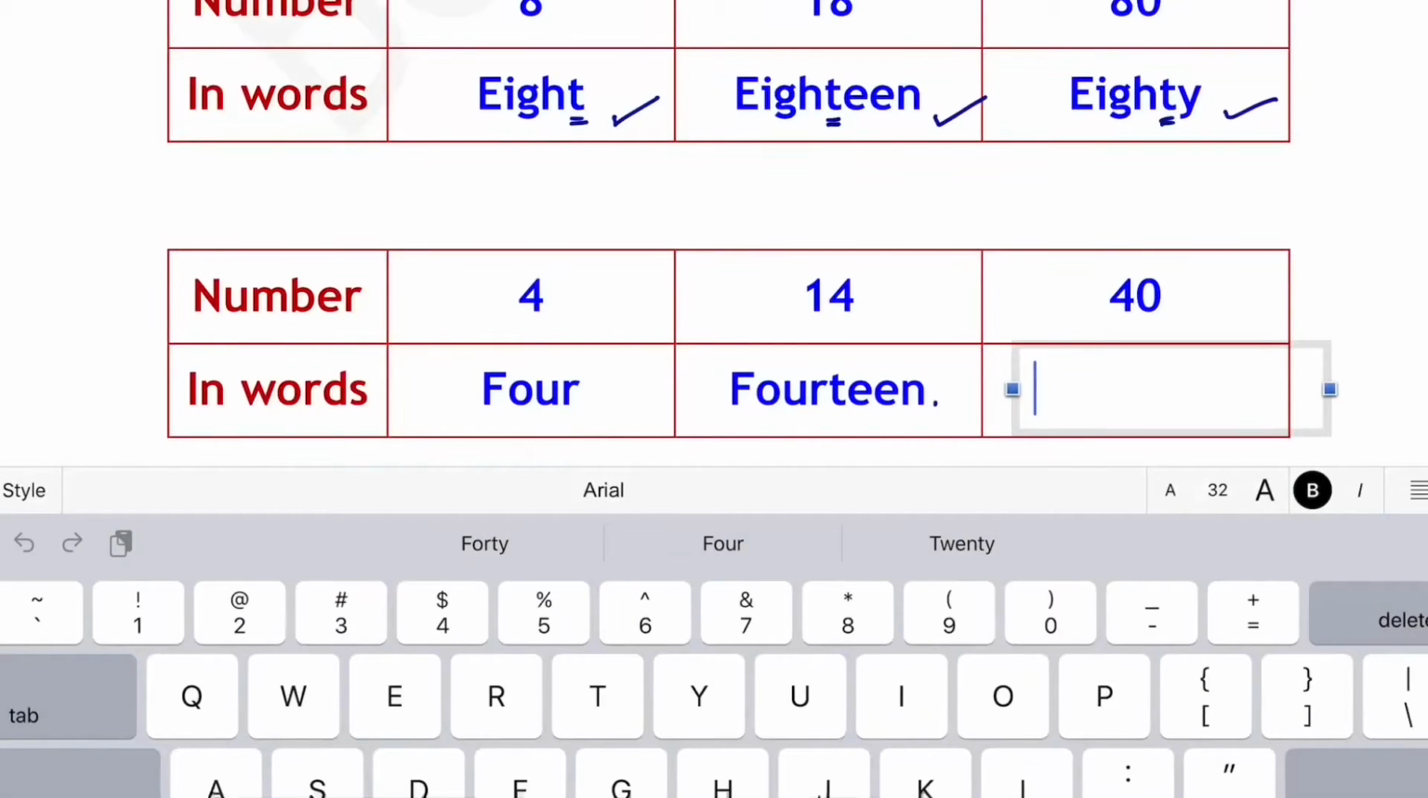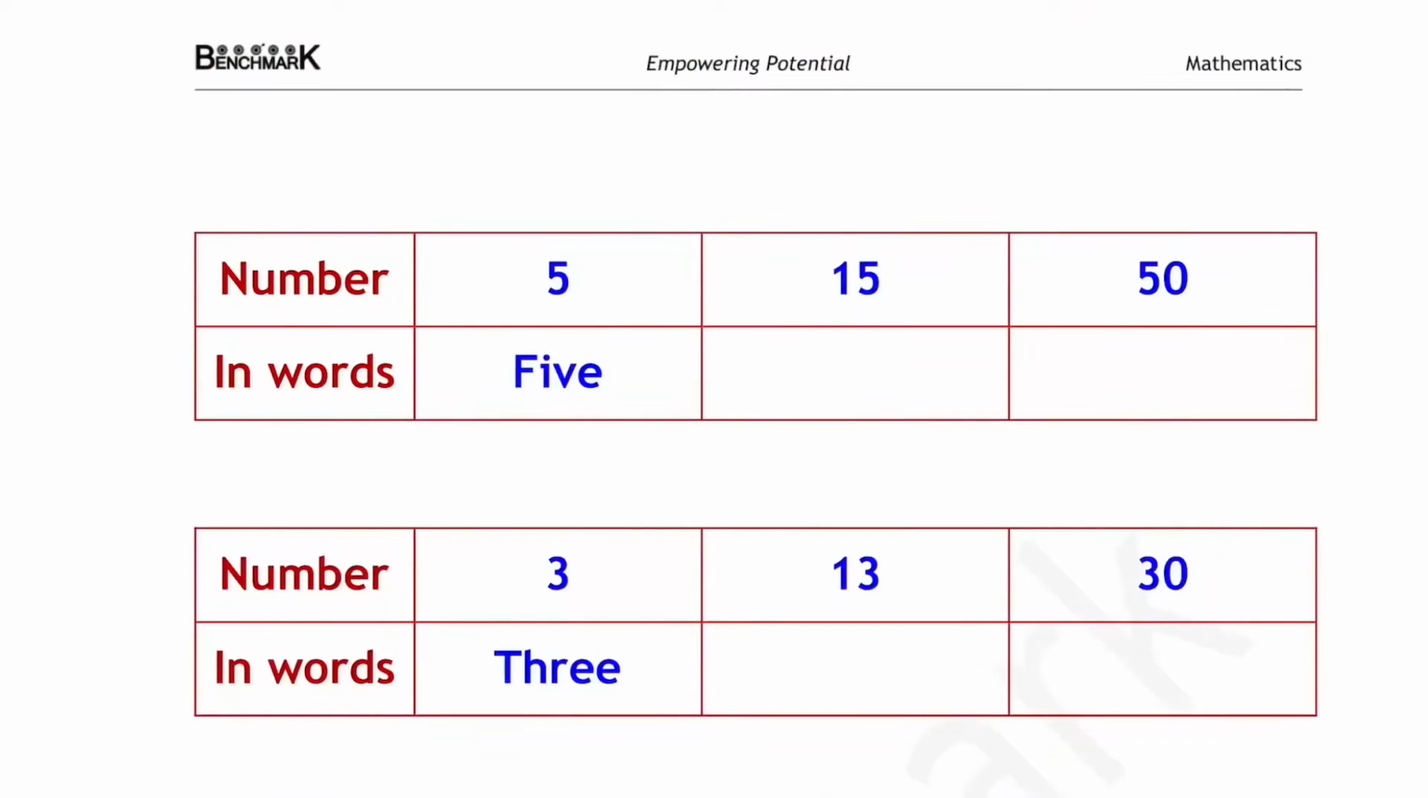So enter the correct spellings. FORTY. Okay, let's go to the next page. Then TEEN should be added to 5, but when it is done, there will be a change in spellings.